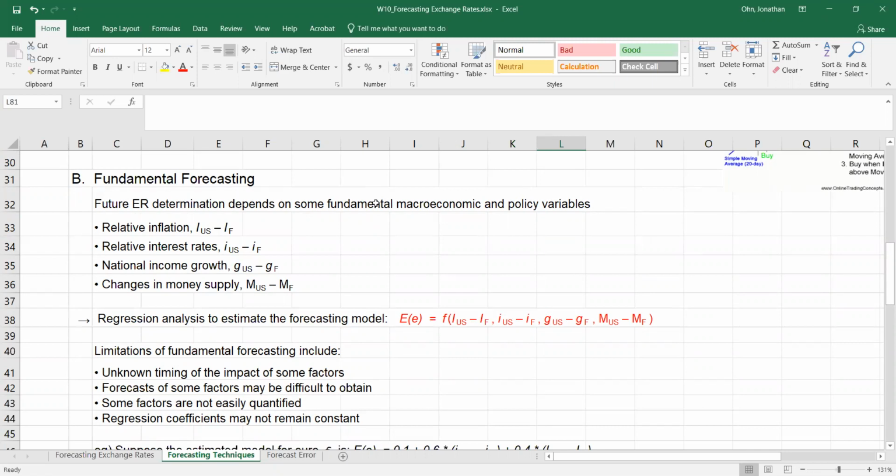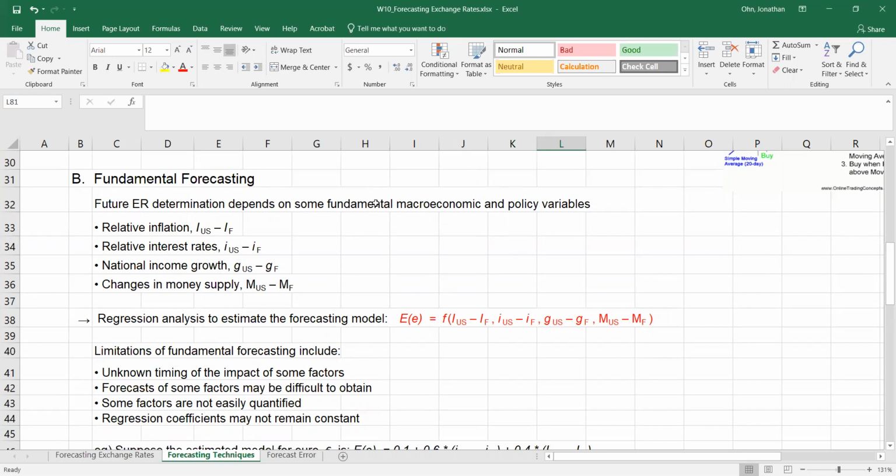And somebody else? Jacob? Oh yeah, all right. Regression analysis to estimate the forecasting model. You don't have to go next. Okay, limitations.